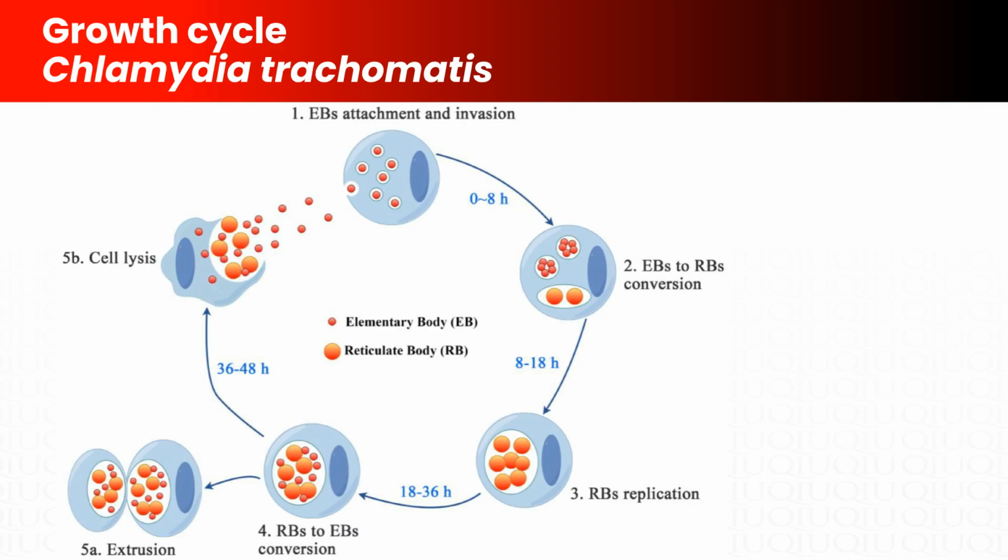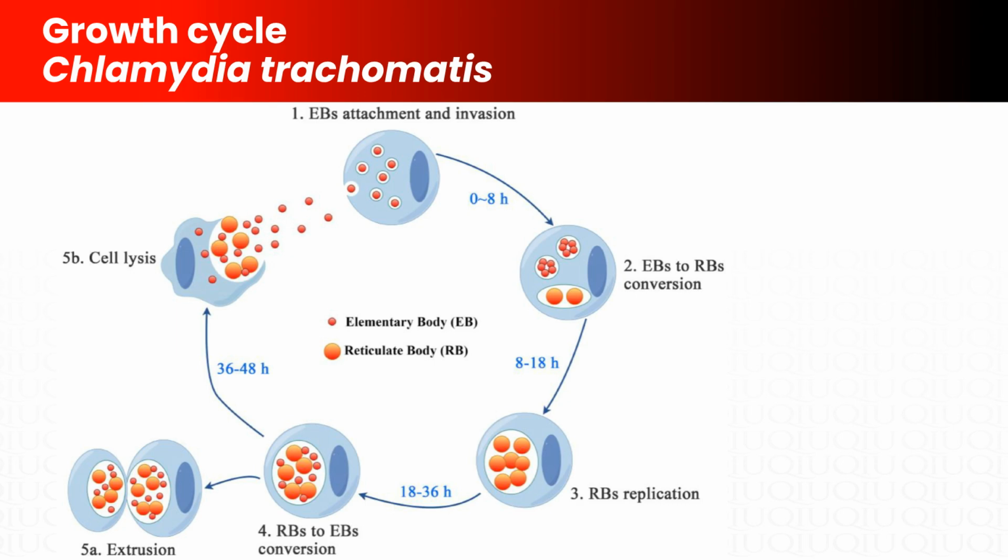The reticulate bodies then begin dividing by binary fission, just like typical bacteria. They multiply within the inclusion, and the inclusion grows larger as it fills with reticulate bodies. This multiplication phase typically lasts 18 to 24 hours. After sufficient multiplication, some reticulate bodies begin transforming back into elementary bodies. This process is called secondary differentiation.